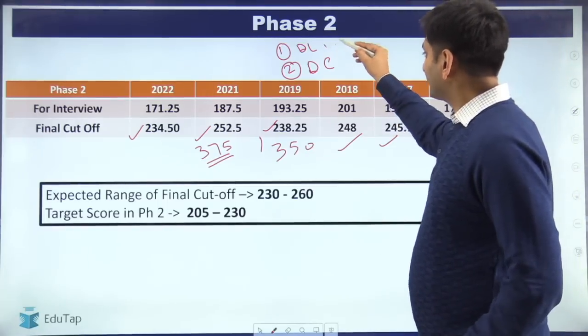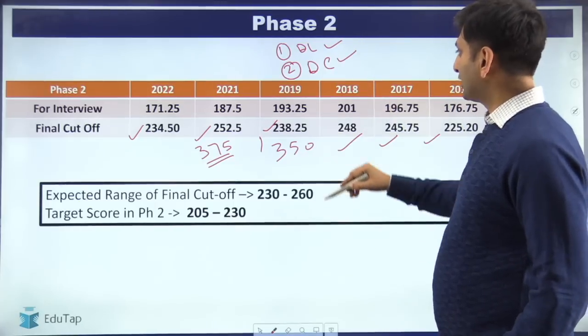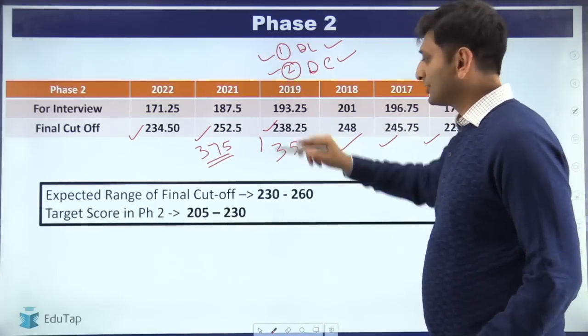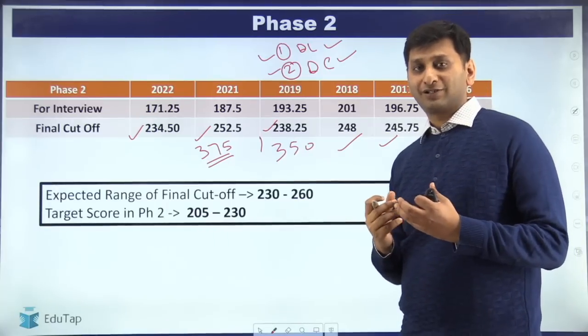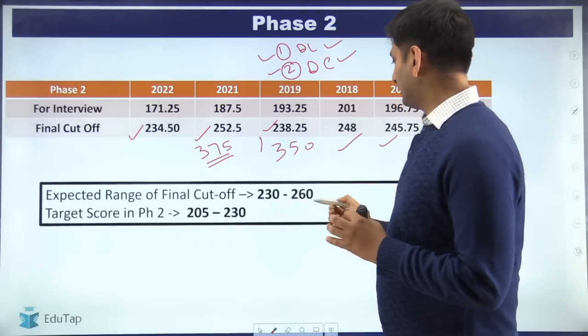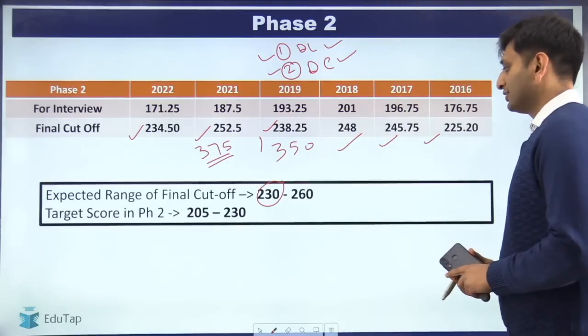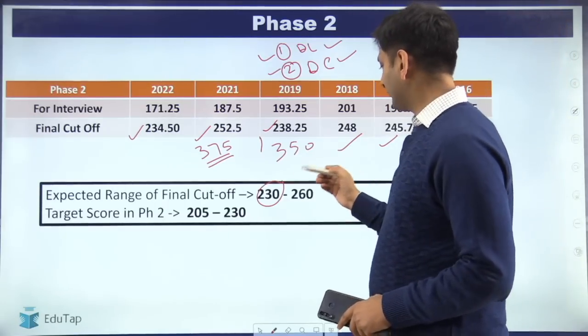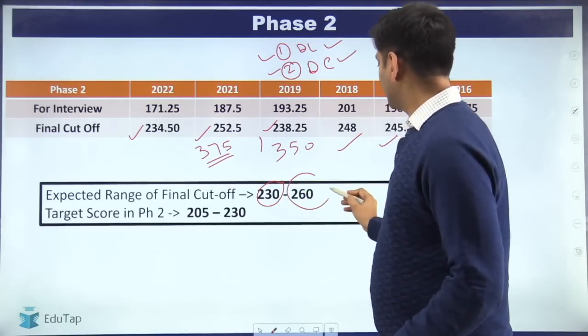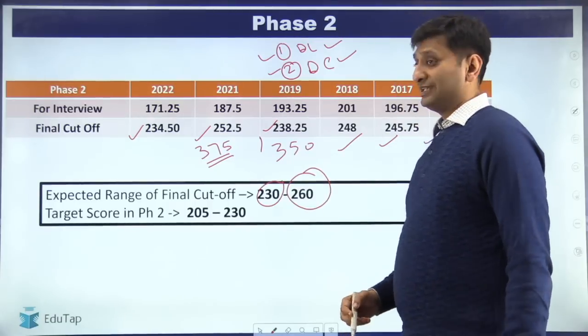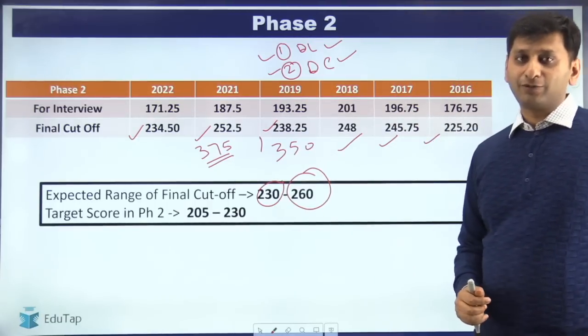So ये दो factors के ऊपर depend करता है, but assuming that the paper is difficult and your checking is also a little bit on the stricter side, I think 230 can be a decent score. And if the paper is really easy, then 260 is something that you should be ready to work upon.